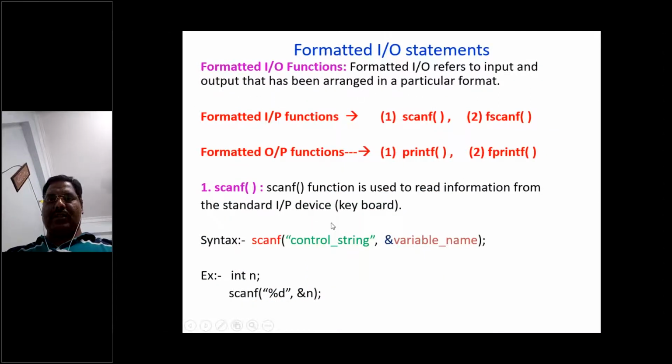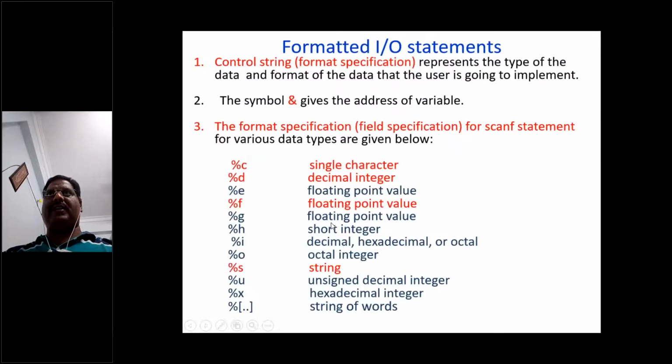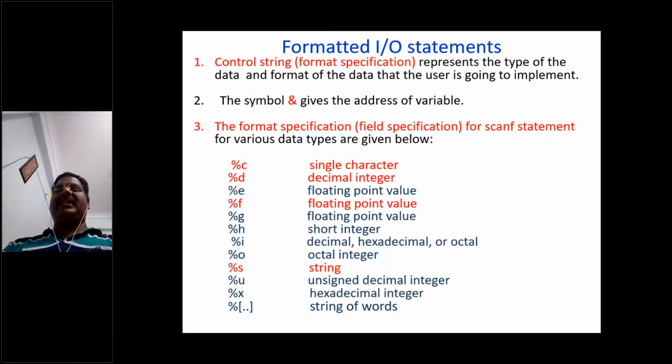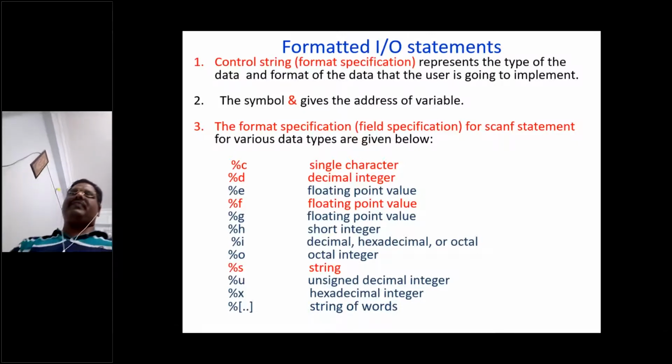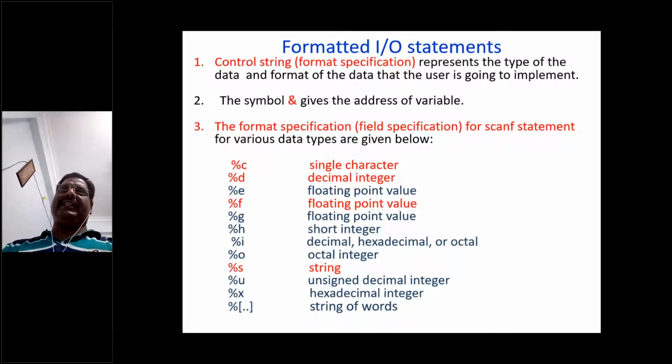Right, so with the standard input device and the printf statement, in the same way we can display the value on the monitor with printf("%d", n), so that it gives you the value on the monitor. The control string, the percentage format, represents the type and format of the data that the user is going to use. The symbol & gives the address of the variable.